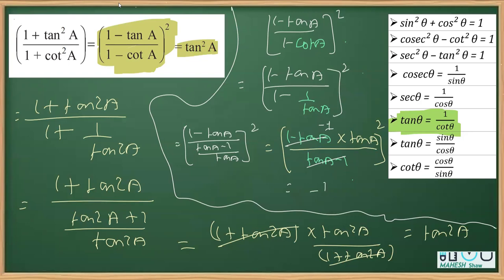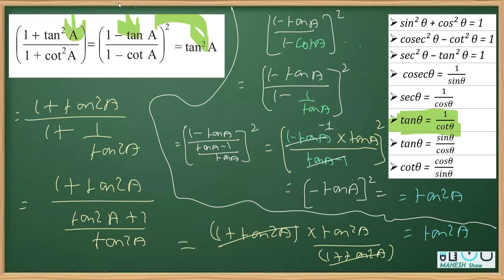So we'll now get minus tan A, whole square. And as you know, the square of a negative number is positive, so that gives tan square A. So we have proved that the LHS and the RHS are equal, as you can see. Therefore, both these expressions can be written as tan square A. So this is how it can be proved.